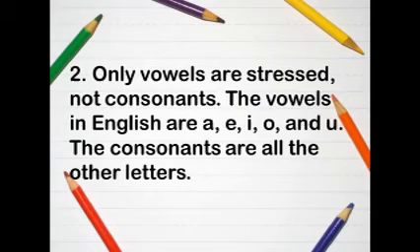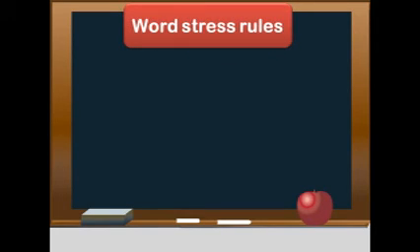Number 2. Only vowels are stressed, not consonants. The vowels in English are a, e, i, o, and u. The consonants are all the other letters. There are different word stress rules.